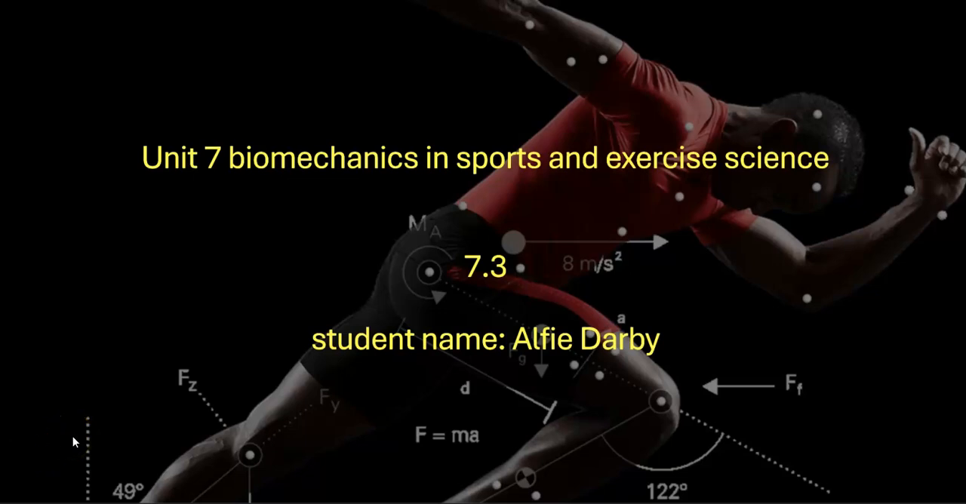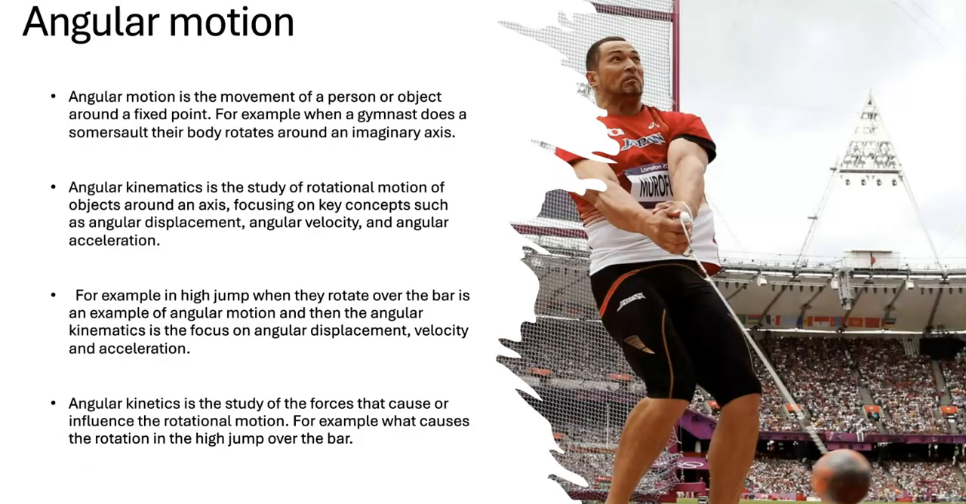Unit 7 Biomechanics in Sports and Exercise Science, 7.3 Angular motion. Angular motion is the movement of a person or object around a fixed point. For example, when a gymnast does a somersault, their body rotates around an imaginary axis.